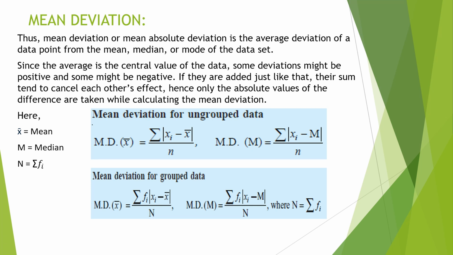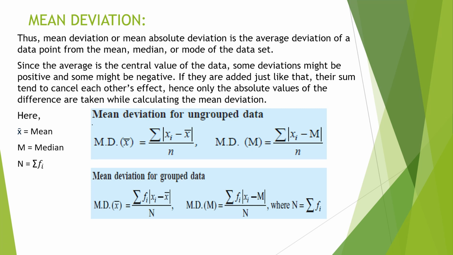Now let us understand the second measure of dispersion, which is mean deviation. As the name suggests, mean deviation or mean absolute deviation is the average deviation of a data point from the mean, median or mode of the data set. That means you have a measure of central tendency, which can be say mean, median or mode, and from that how much your data is deviated or scattered you can study by mean deviation.